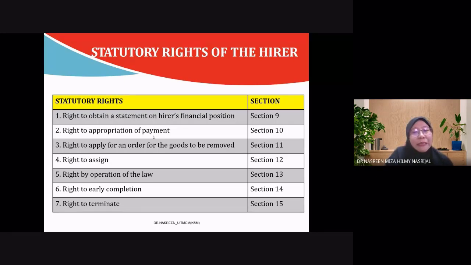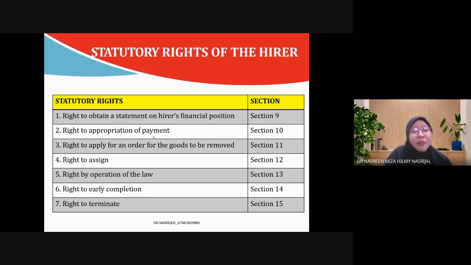Next, right to early completion. Early completion basically means that you want to end the agreement earlier than what is stated in the hire purchase agreement. Hire purchase agreement for 7 years. As I said just now, sometimes we don't know. After 3 years maybe kita punya rezeki tambah banyak, tak naklah berhutang banyak-banyak sangat, kita nak habiskan early. Boleh. Okay, so you can do that.